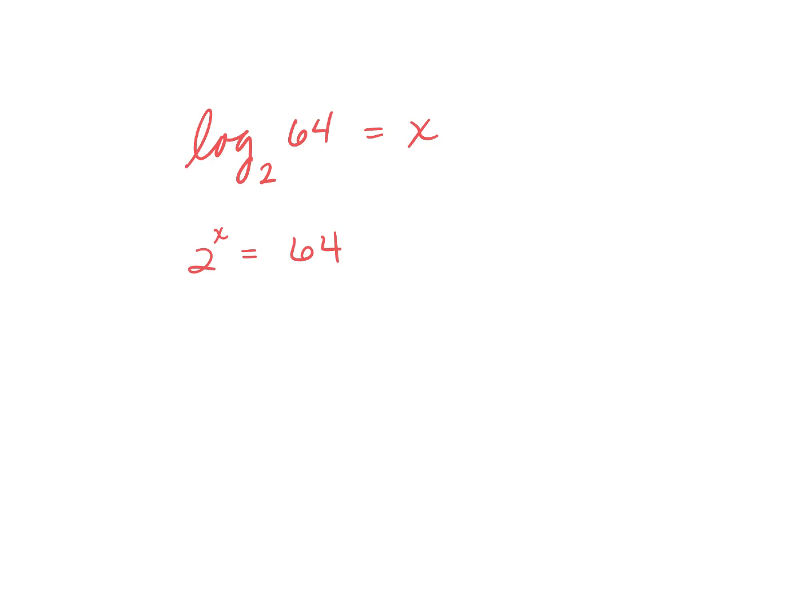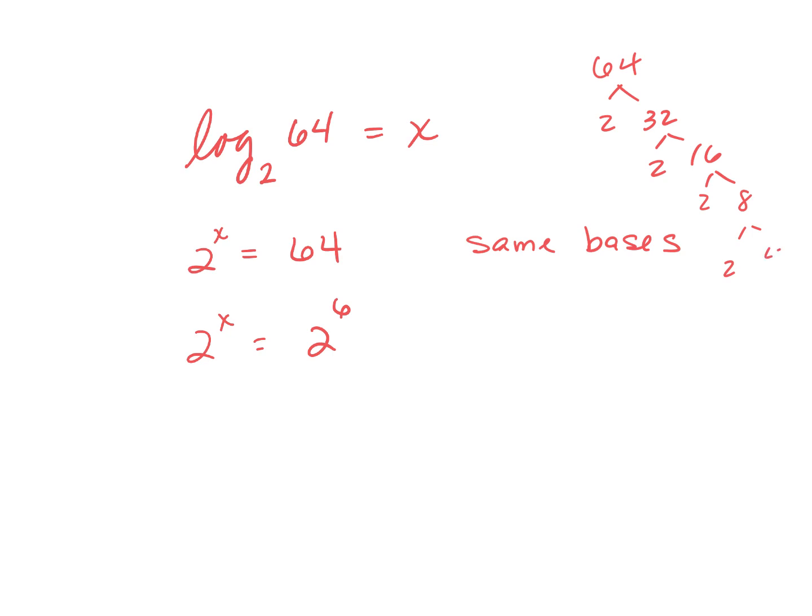You're going to change the bases, make the same bases. So 64 is 2 to the 6. And if you don't know that, you just do 64, do your little factor tree. It's 2 times 32, 2 times 16, 2 times 8, 2 times 4, 2 times 2, and it's 1, 2, 3, 4, 5, 6. So if 2 to the x equals 2 to the 6, then x has to equal 6.